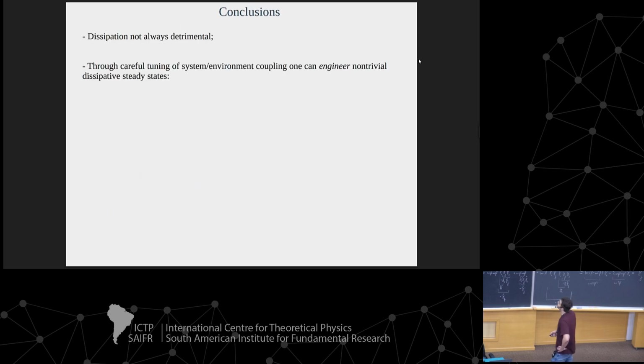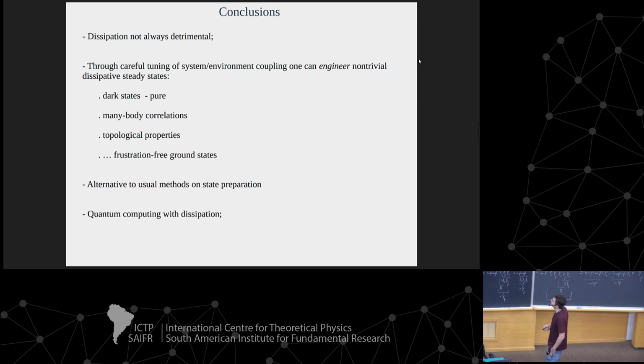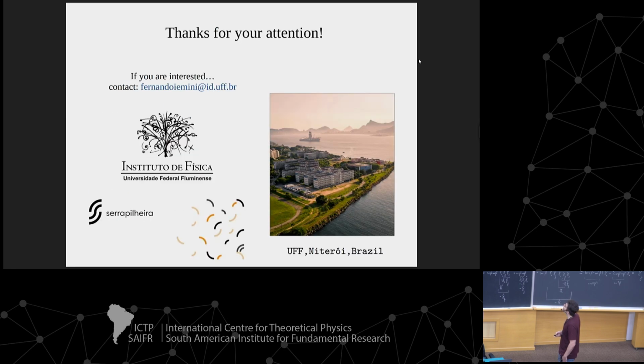Okay, so given that, I think that I said everything that I wanted. And just to say that the main concept is that dissipation may not always be detrimental. We can try to exploit this for good purpose, specifically looking carefully at how you couple your system to this environment. Perhaps you can even generate some interesting phases for quantum computers, right? So you can generate what are called dark states, which are pure states with possibly many-body correlations and topological properties that come from these frustration-free ground states and so on. And I think this is a radically different concept from the usual approach that could have many fruitful results as well.